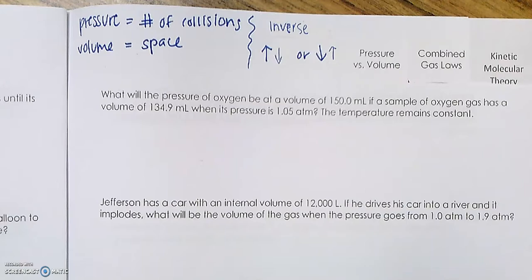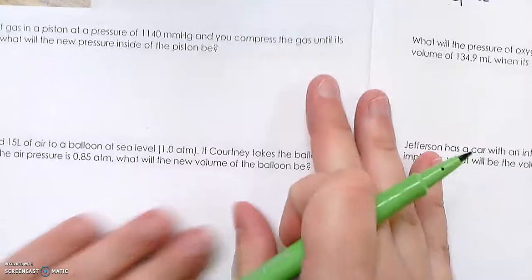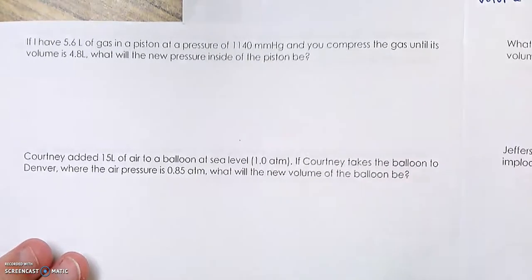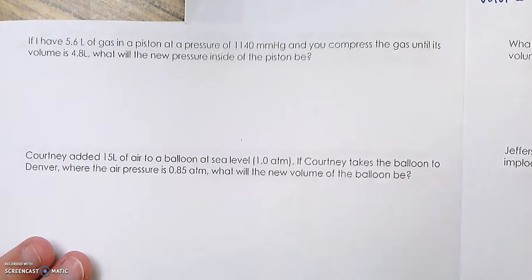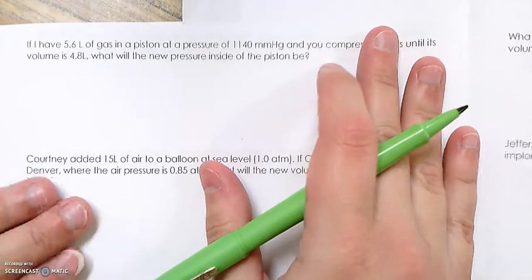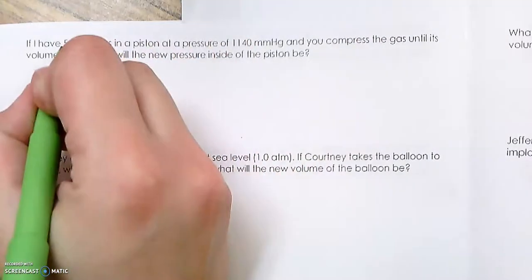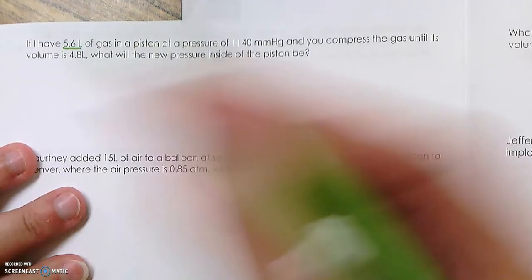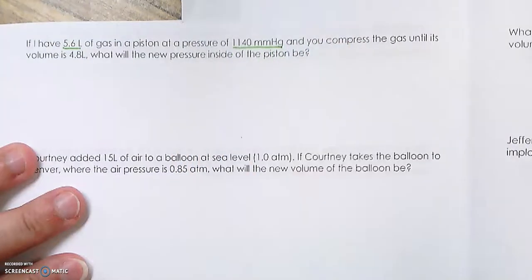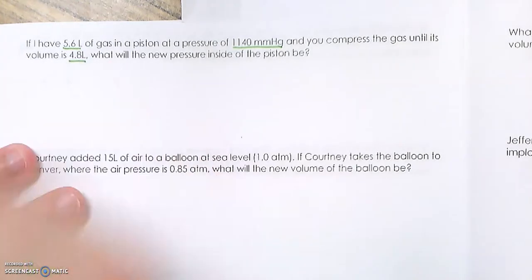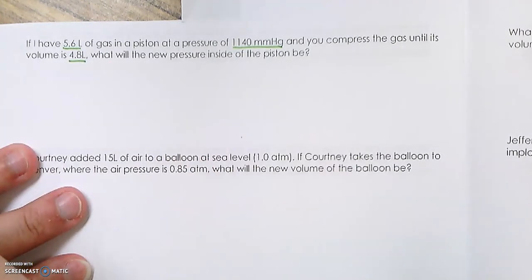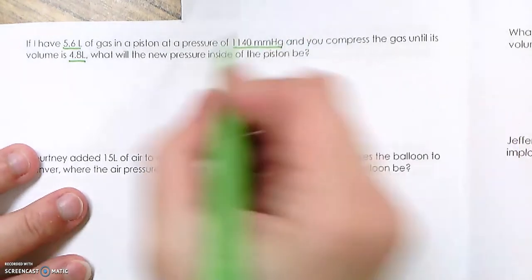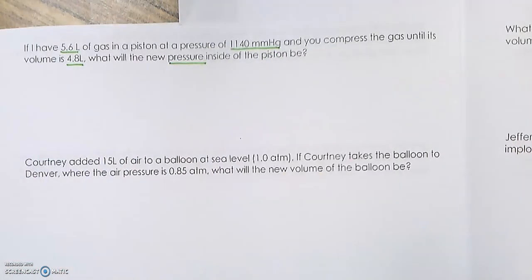So let's go ahead and jump into our first question on here. As I read, I'm going to underline things that are important, or I think may be important, so that I'll be ready to use those. So if I have 5.6 liters, okay, that's a number, probably going to need that, of gas in a piston at a pressure of 1,140 millimeters of mercury. I'm going to underline that. And you compress the gas until its volume is 4.8. So compress means to make it take up less space. What will the new pressure, so I'm looking for pressure, inside of the piston be?